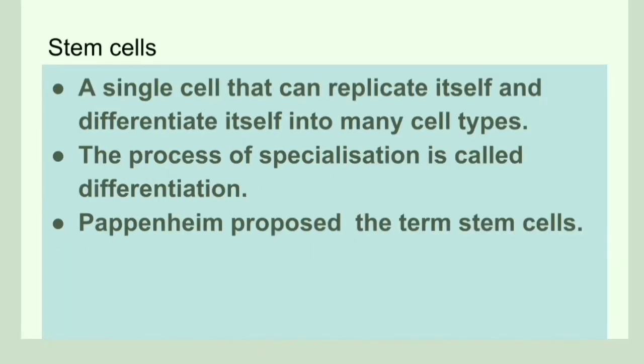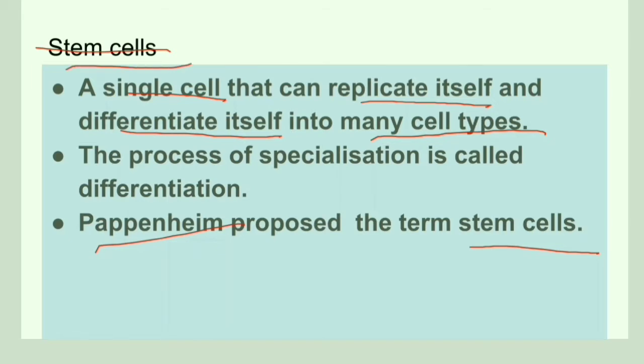What is a stem cell? Pappenheim is the person who coined the term stem cell. A single cell that can replicate itself as well as differentiate itself into many cell types is known as a stem cell. So, a cell that can replicate itself and at the same time differentiate into many cell types is known as a stem cell. And what does differentiation mean?